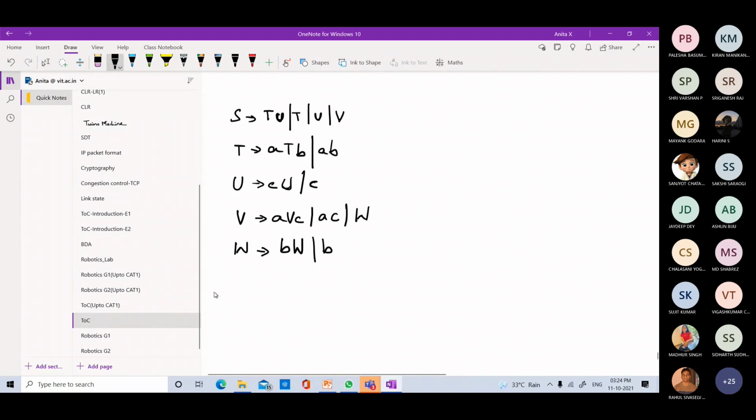Okay. Next, we can eliminate the unit production. So here you can see, what are the unit productions here?